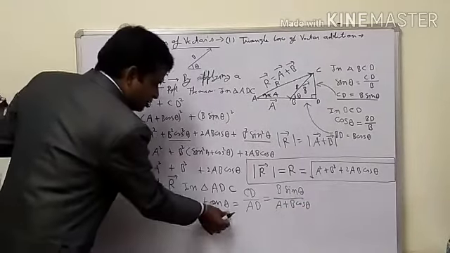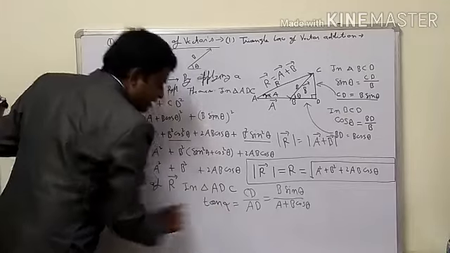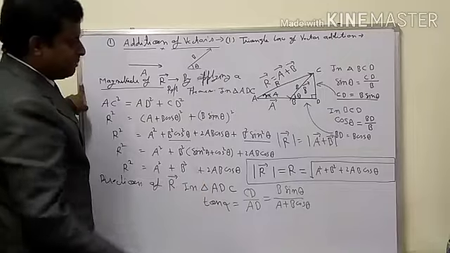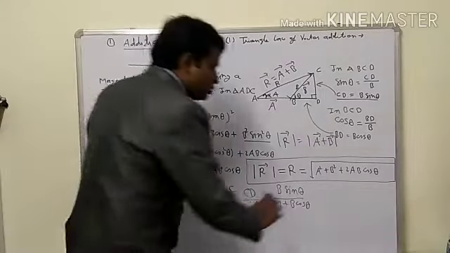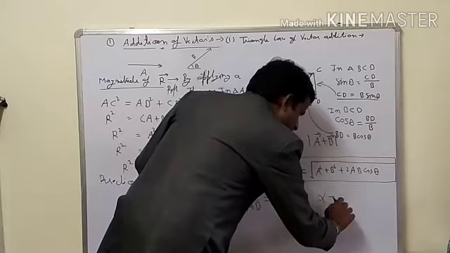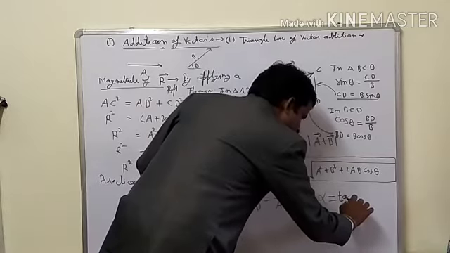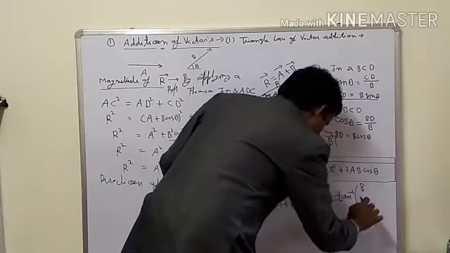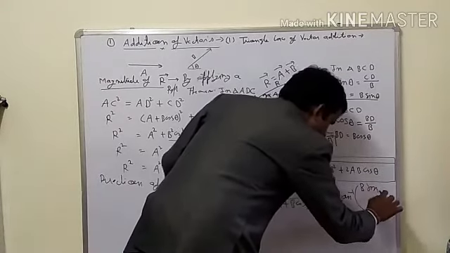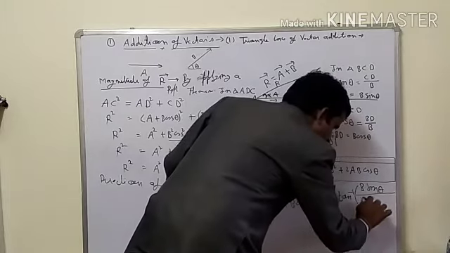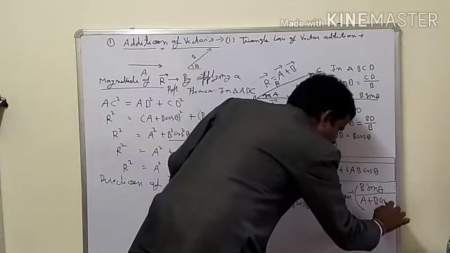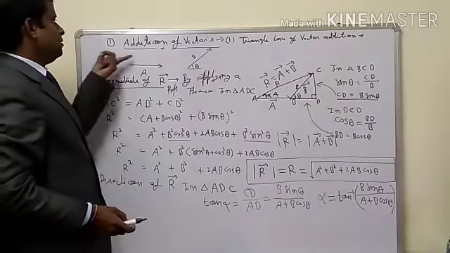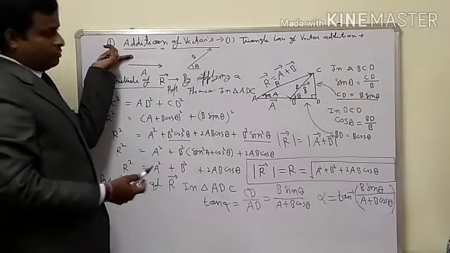So tan alpha, here it is alpha, not theta. Tan alpha, why? Because here it is alpha. Tan alpha is equal to B sin theta upon A plus B cos theta. So the direction is alpha. Alpha can be written as tan inverse in bracket B sin theta upon A plus B cos theta. So the triangle law of vector addition is over.